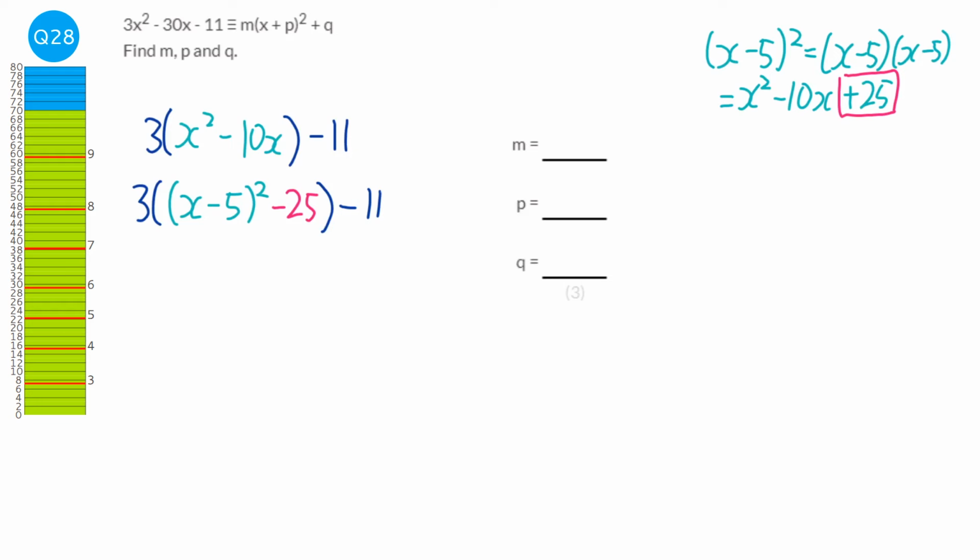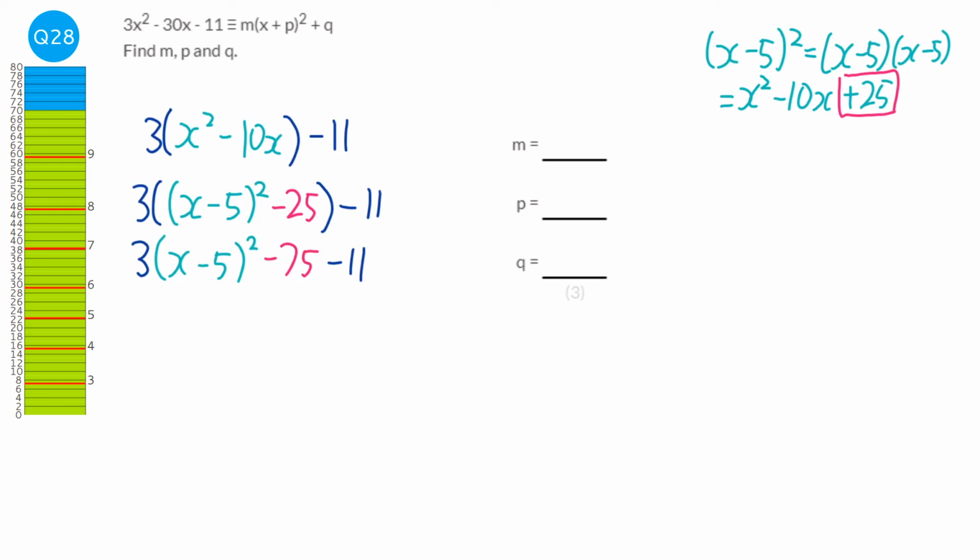Okay, so we need to get that minus 25 outside the brackets. So we're going to expand the brackets slightly. Going to leave the 3 on the outside of the x. In fact, let's keep the colour scheme going. So we're going to have the (x minus 5) squared bit there. 3 times minus 25, it's minus 75. And then we've got this minus 11 at the end.